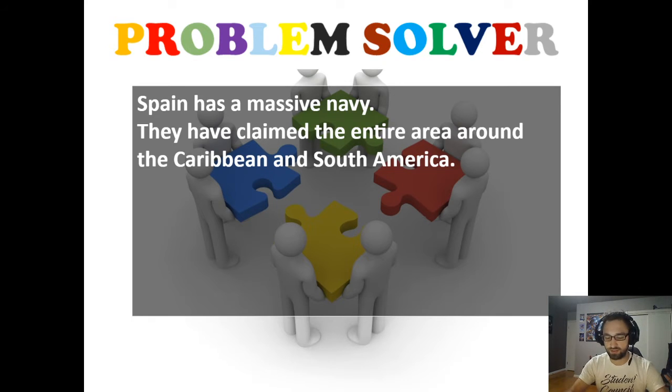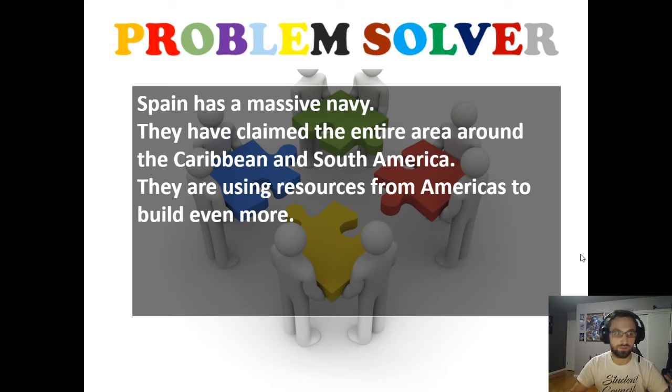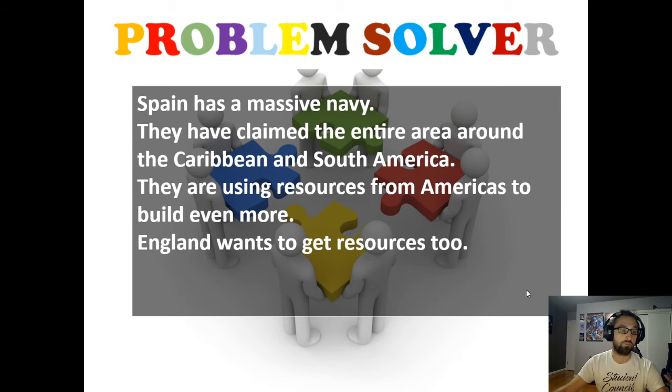Basically, all the places that their conquistadors landed, they've established settlements, and they've enslaved a bunch of natives, and they're making money and stealing gold and all these things from their settlements. So they control that area, and they have this massive navy to ship and protect the gold back and forth, to make sure that it gets back to Spain safely. And they're using the resources that they're stealing and taking from the Americas to build even more ships to make themselves even more powerful.